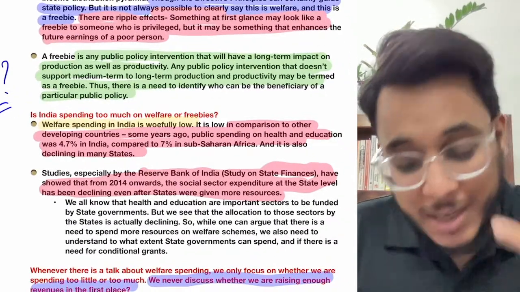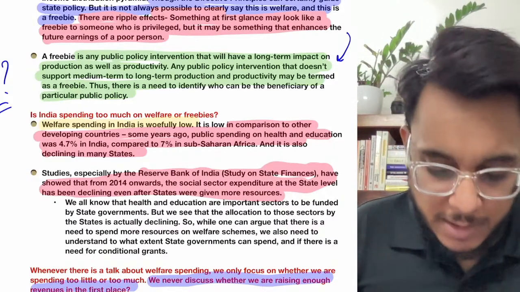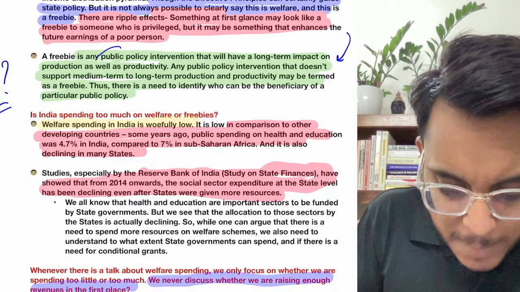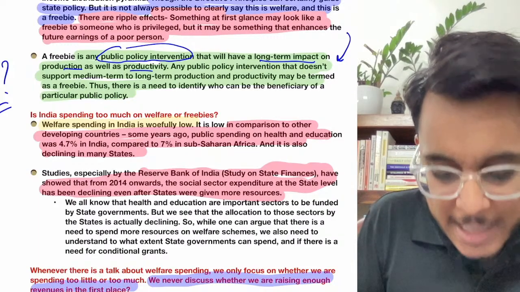Now guys, understand how you can explain freebie technically. A very good definition has been given. It has been said that a freebie is any public policy intervention that will have a long-term impact on the production as well as productivity.